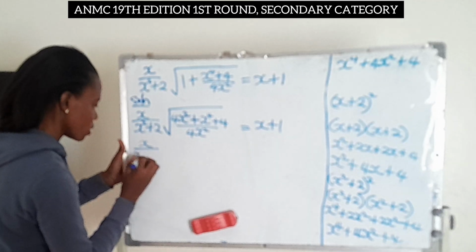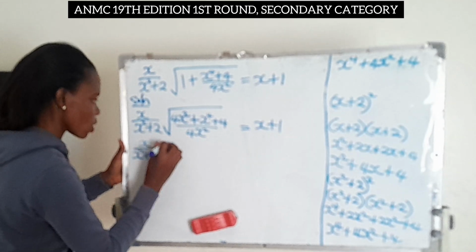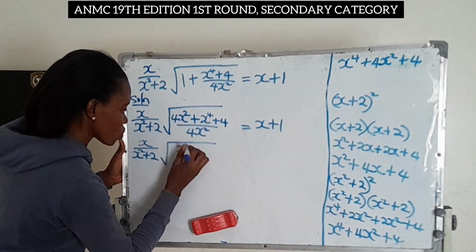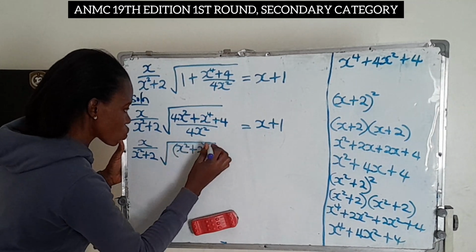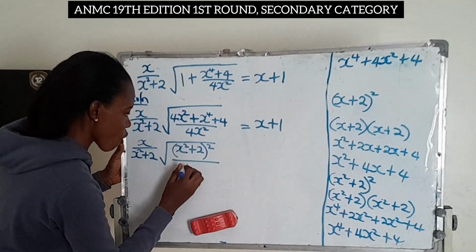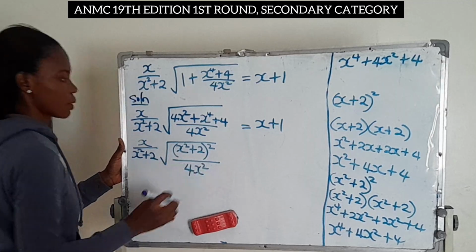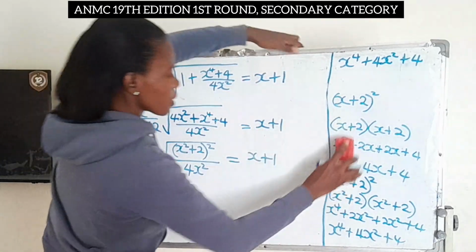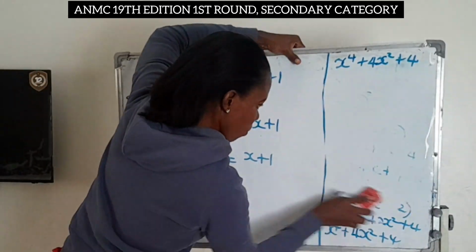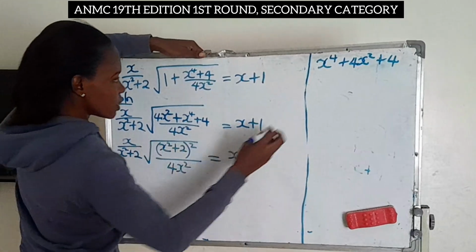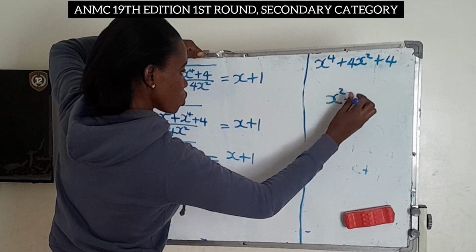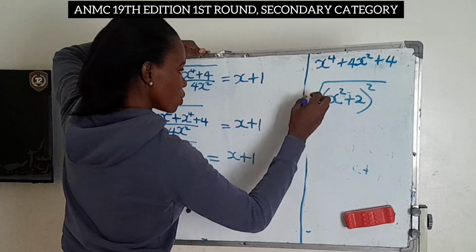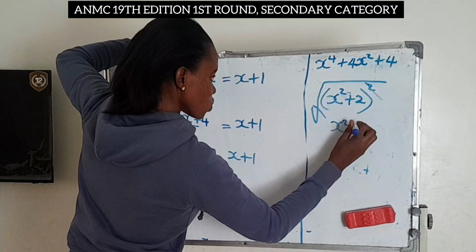x over the square root of, so instead of writing this, I'll replace it with this, x squared plus 2 squared all over 4x squared, is equal to x plus 1. Alright, let me clean it so I can use it to explain. Now, let's look at this. x squared plus 2, all raised to power 2. Remember what I explained in the other number. This is square root and this is squared, so this square will cancel out this square. We are left with x squared plus 2.